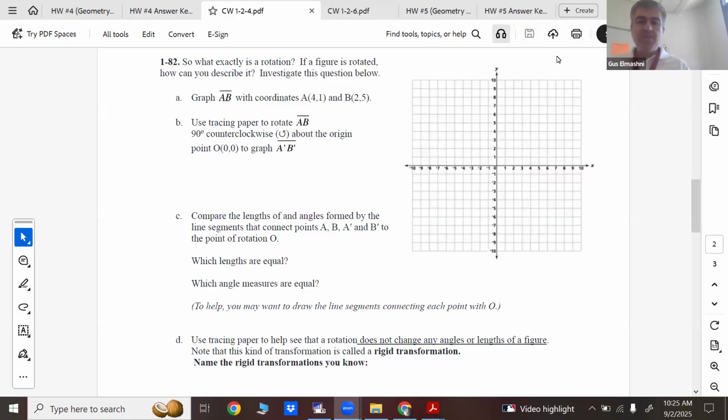Okay. So let's look at 182. So what exactly is a rotation? A figure is rotated. How can you describe it? Investigate this question below. All right. So let's plot those points. You guys should know how to plot that. I could do that. So you could do it too.